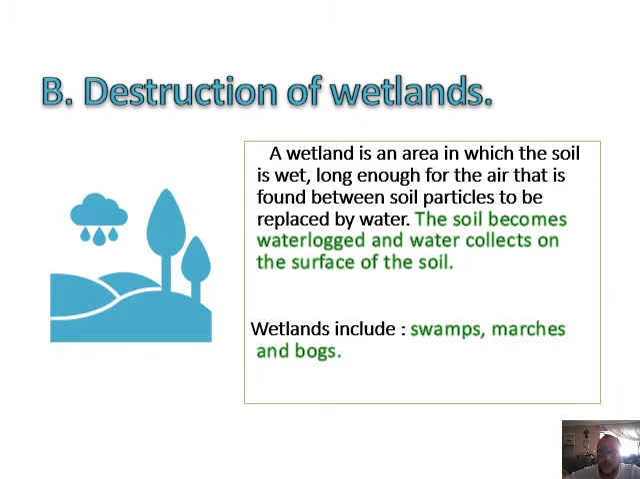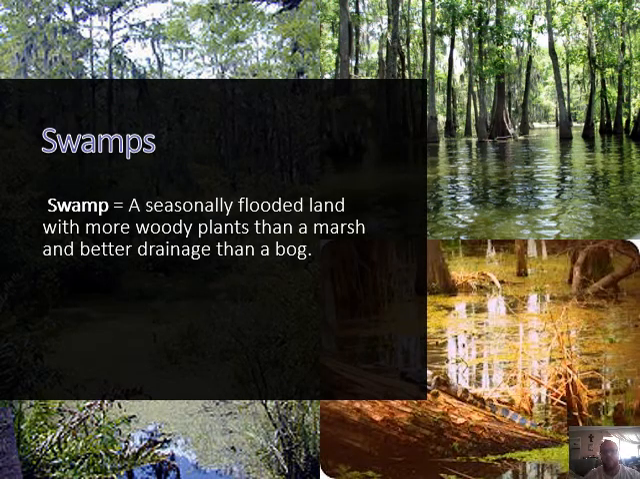So there are three different examples: swamps, marshes, and bogs. I don't expect you to learn the definition of all three of these. I just want you to be aware of them. So let's have a look at pictures. The definition of a swamp is a seasonally flooded land with more woody plants than a marsh and better drainage than a bog. Okay, so they occasionally flood, and when they flood, certain animals, like aquatic animals, come in there and use it as a nursery for all their young to develop and grow.